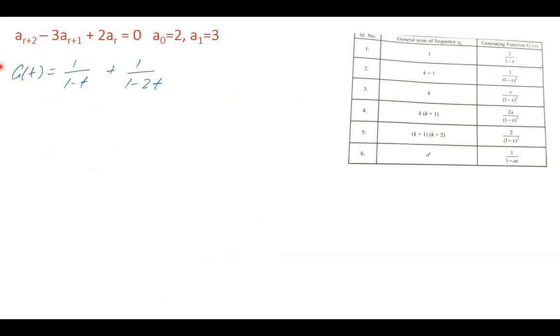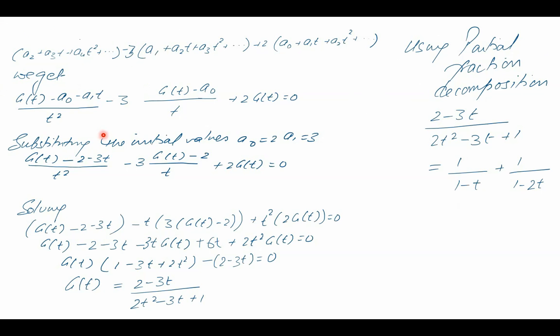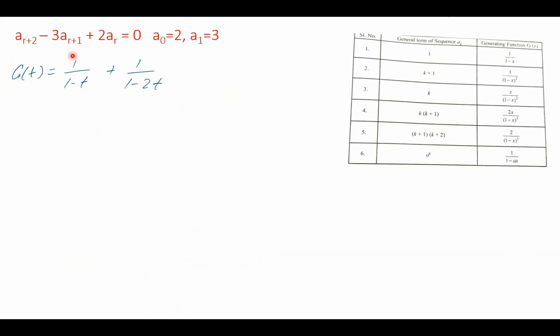So now see over here, g of t was equal to 2 minus 3t divided by 2t square minus 3t plus 1. Now this expression is equal to that expression. So g of t is now equal to 1 upon 1 minus t plus 1 upon 1 minus 2t. Now I will use this table. See, 1 upon 1 minus t is similar to this one. 1 upon 1 minus 2t is similar to this one.